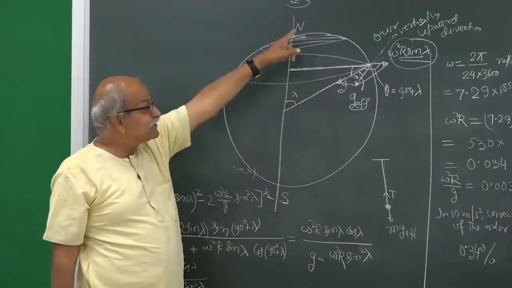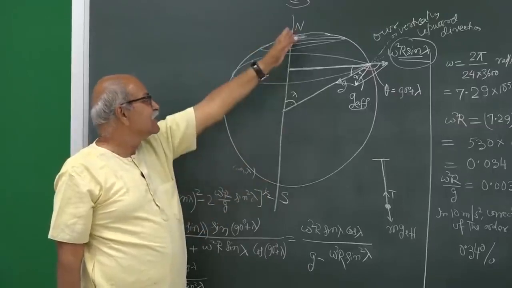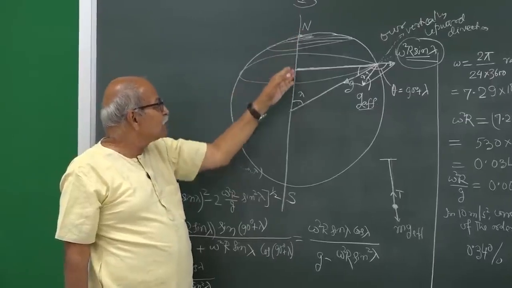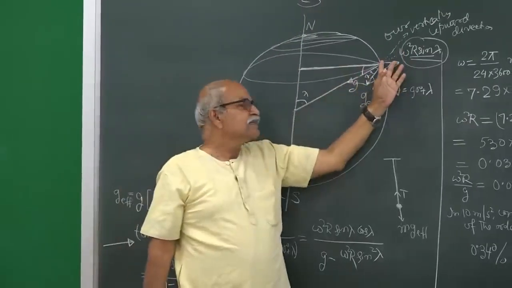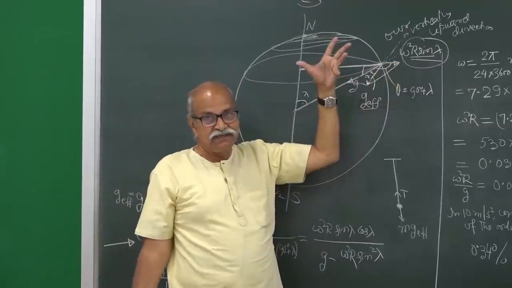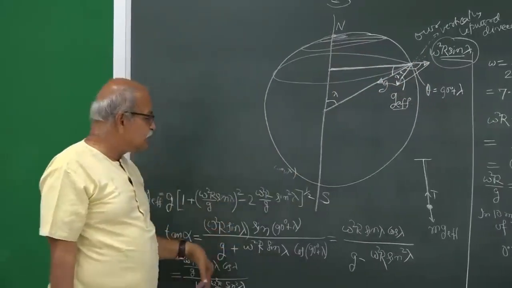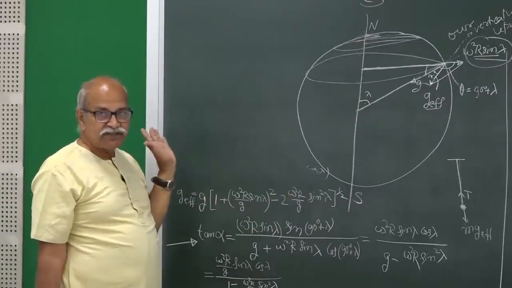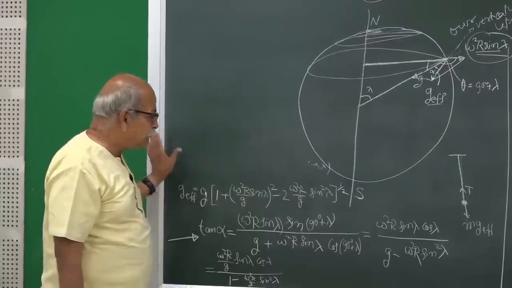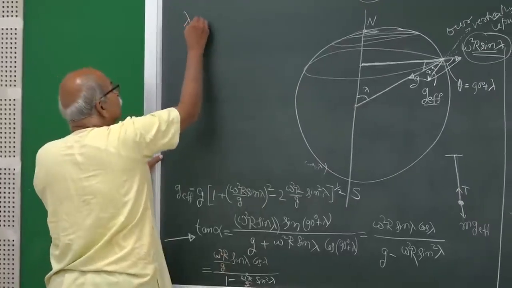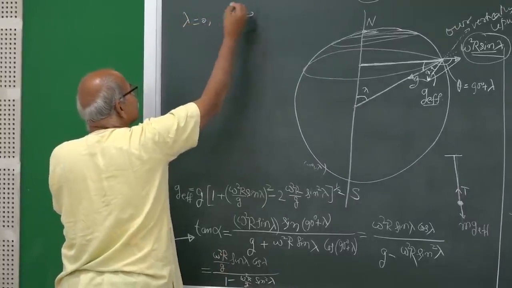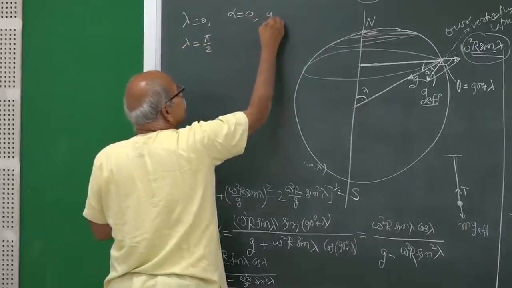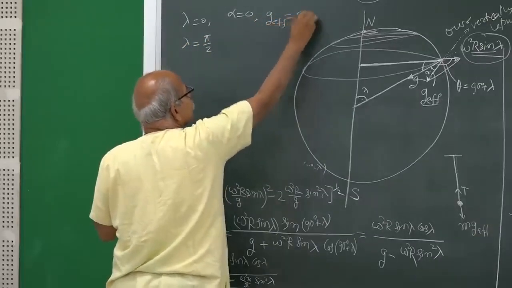So, you do not have that term, you only have this mg, and therefore, the g effective is in this direction. The magnitude is also not changed, because this vector is itself 0. So, at the poles, you have no deviation in this vertical, and also the magnitude of g effective is same as g. What happens if lambda is equal to pi by 2?